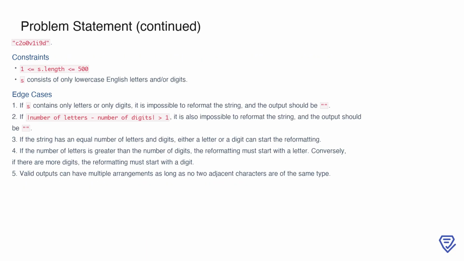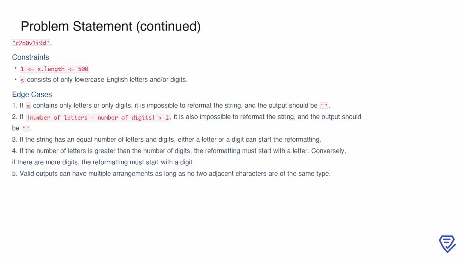Finally, let's look at the input S equals COVID2019. This string contains 5 letters C, O, V, I, D and 4 digits 2, 0, 1, 9. Since there are more letters than digits, the reformatting starts with a letter and alternates with digits. One valid output is C2O0V1I9D. The constraints specify that if one type has more characters, the reformatting must begin with that type. Additionally, multiple valid outputs are possible as long as the alternation rule is followed.